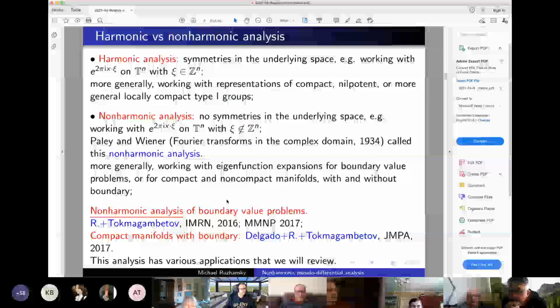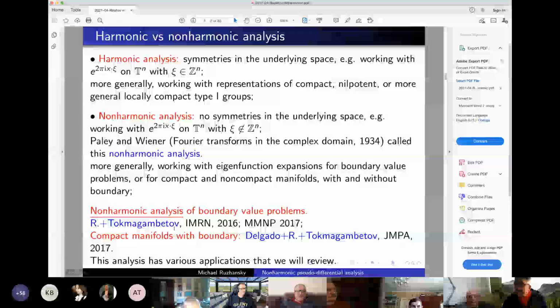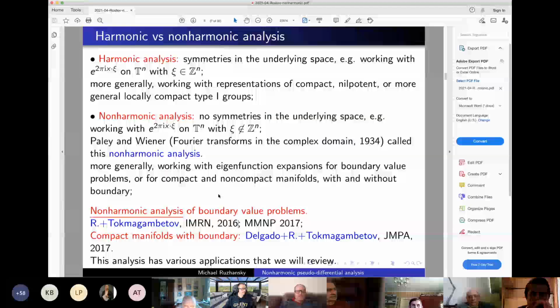This kind of analysis was initiated in this paper, non-harmonic analysis of boundary value problems, with another of my postdocs at the time, Niyaz Tokmagambetov, in this paper, which is about 70 pages, and then was further extended in a few other papers. This was about 5 years ago, but there was some progress last year and this year. That's why I'm presenting it here, because the research continues.